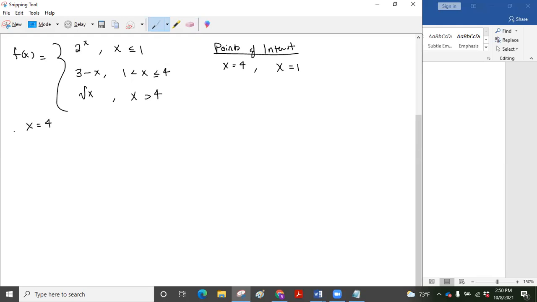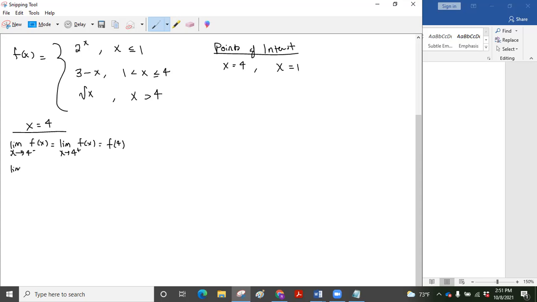So for it to be continuous at x equals 4, the limit as x approaches 4 from the left of f of x should be equal to the limit as x approaches 4 from the right of f of x, and this should all be equal to f of 4.